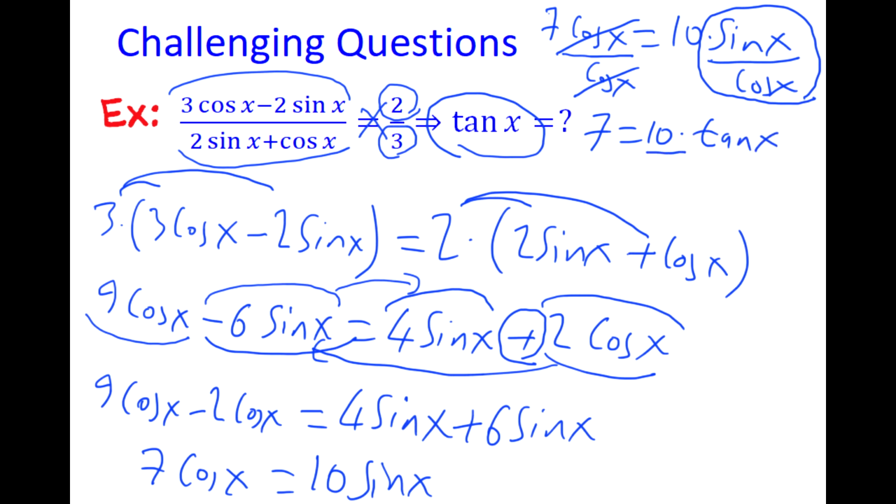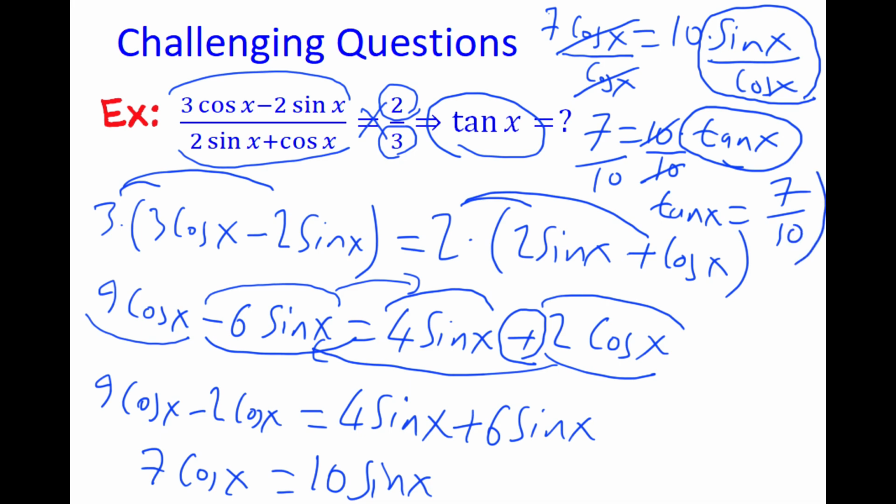And if you divide both sides by 10 also, these are gone. So tangent x is left over and it's alone. From here we can see that tangent x is 7 divided by 10, guys. So that is the result of this question.